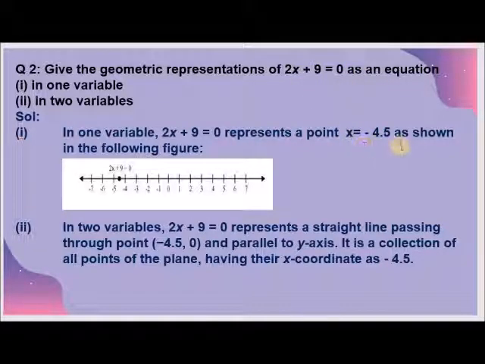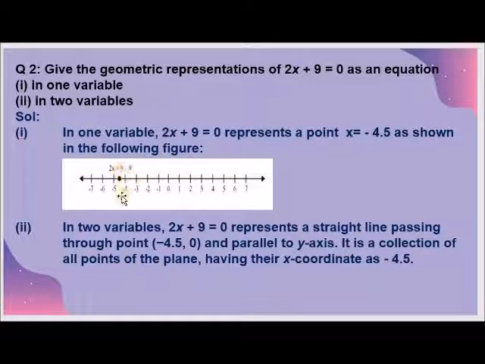So we'll draw the number line 0, 1, 2, 3, 4, 5, 6, 7, and here -1, -2, -3, -4, -5, -6, -7, and here x is -4.5. So this point represents 2x plus 9 equals 0.